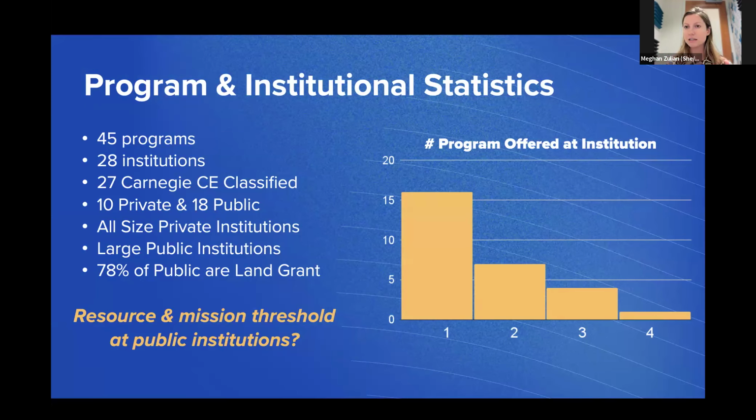27 of these have that Carnegie elective classification for community engagement. Again, is that because they're the chicken or the egg? Is it because I was using that data, or is it because those institutions are more likely to have these programs? 10 were private, 18 were public institutions, and of the private institutions, there's everything from small, so less than 5,000 student enrollment, to greater than 15,000. But among the public universities, it was exclusively large institutions, so greater than 15,000. And of the public institutions that are represented, 78% are land grant institutions. And so there seems to be some sort of resource and mission threshold that we're seeing.